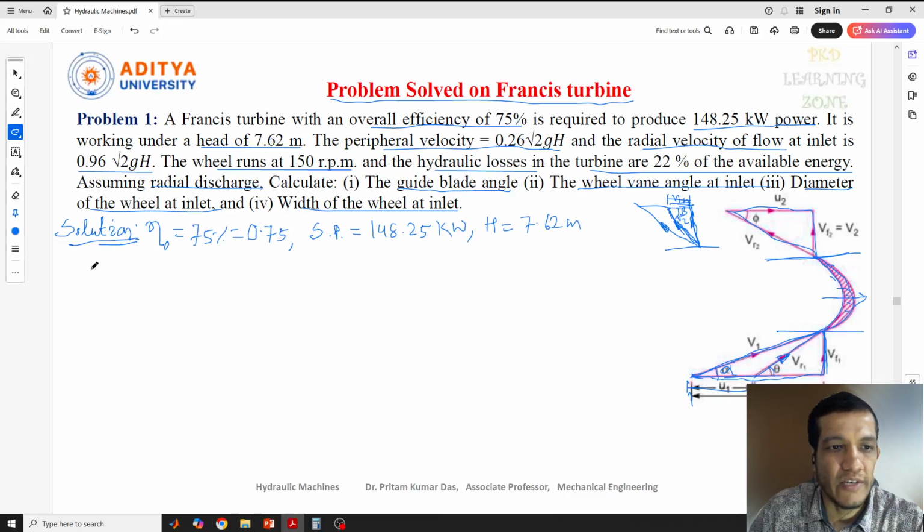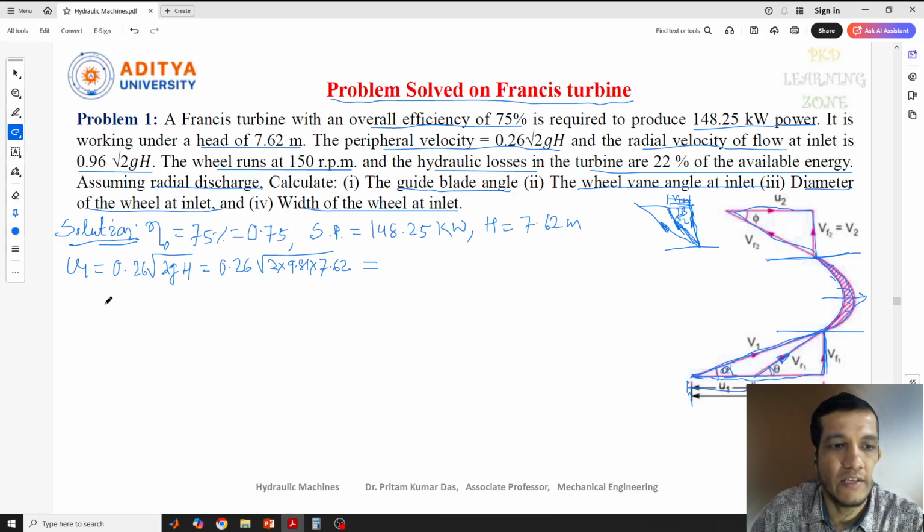The peripheral velocity is given. Peripheral velocity, we know, is nothing but the tangential velocity u1. This is given as 0.26 root over 2gh. So here we can put the values of g and h and find out the u1 value. Let's find out 0.26 root over 2 into 9.81 into 7.62. Then we can find out the value of u1.